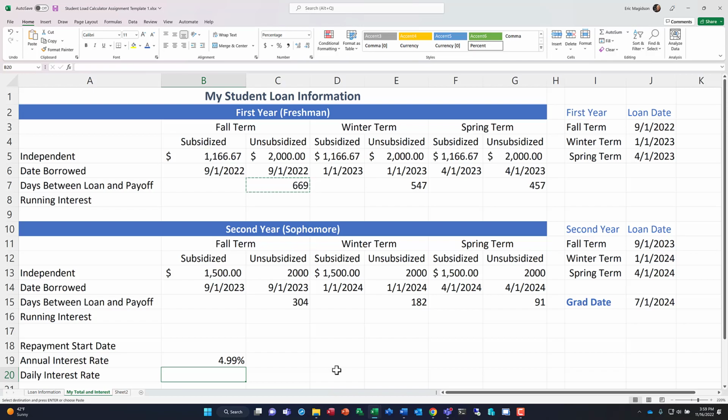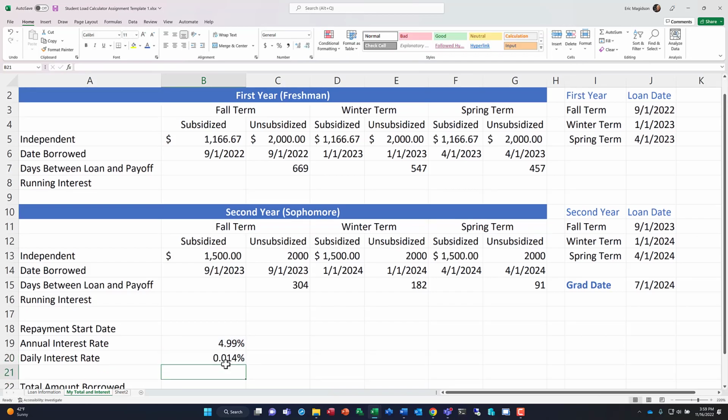Okay, so the daily interest rate, now remember, it is just on this amount here, not this amount, right? So our daily interest rate equals our annual interest rate divided by the number of days in a year, annual being yearly number of days. So my daily interest rate is going to be 0.014%. All right, so now I have 0.014%.